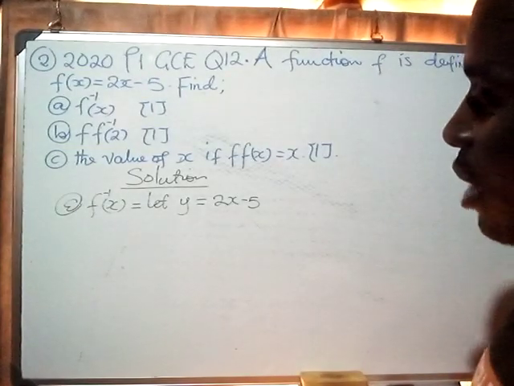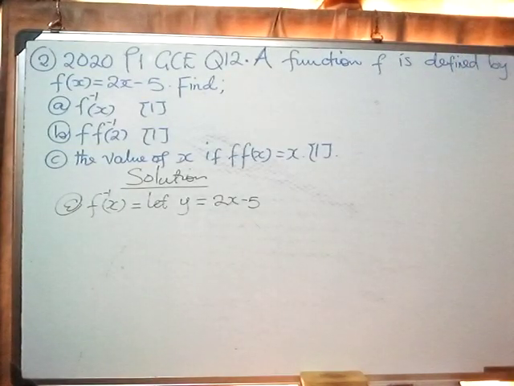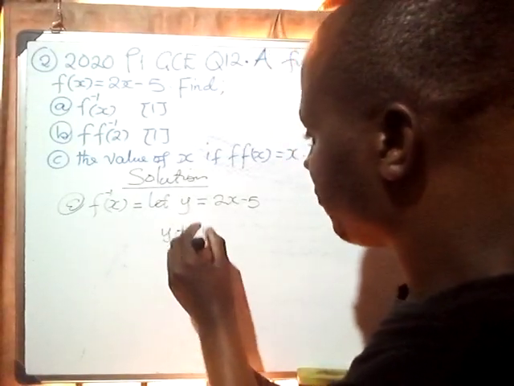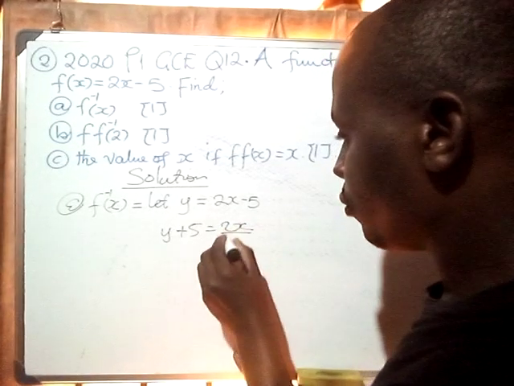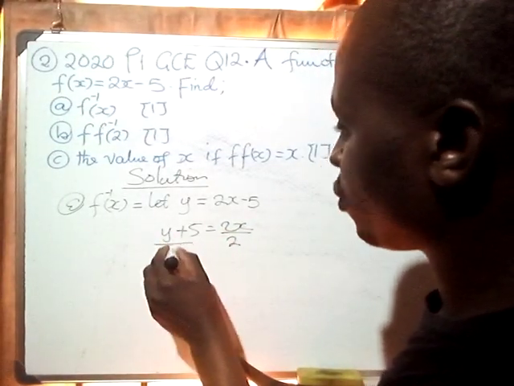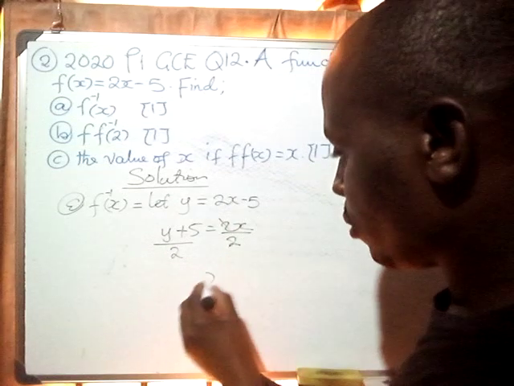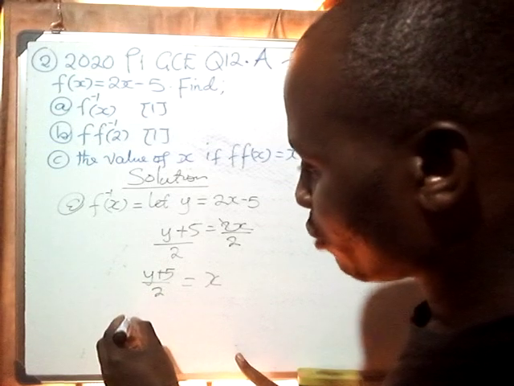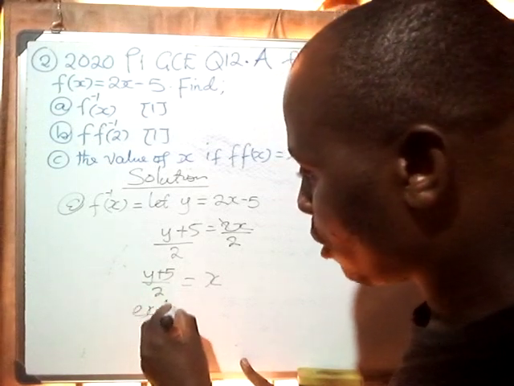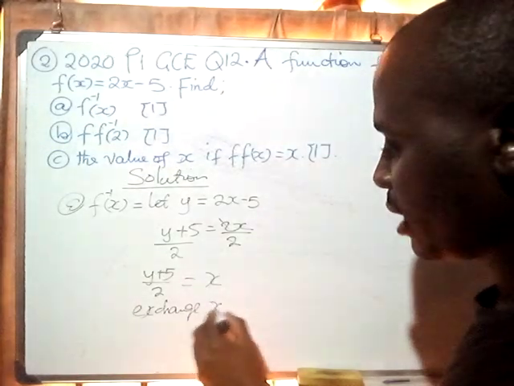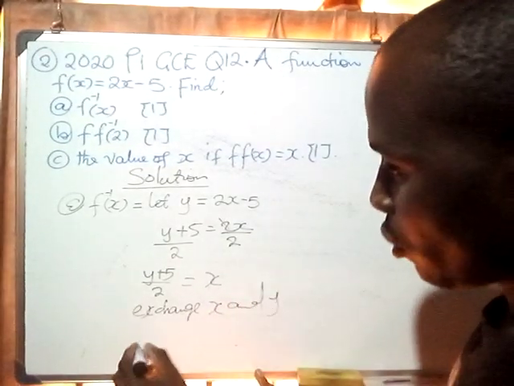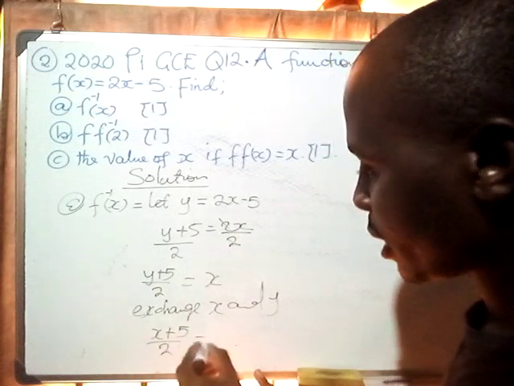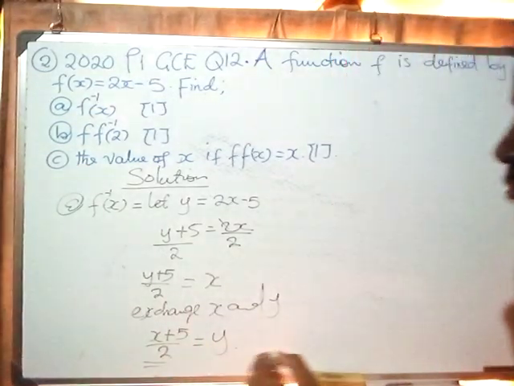When we reach here now, we make x become the subject of the formula. So this will be y plus 5 is equal to 2x. We divide by 2, even the other side by 2. So we're going to have x is equal to y plus 5 over 2. When we reach here now, we exchange x and y. So it will be x plus 5 over 2 is equal to y. This is what we have.